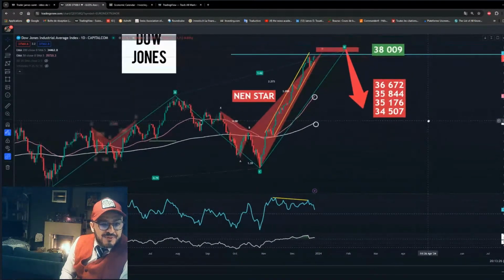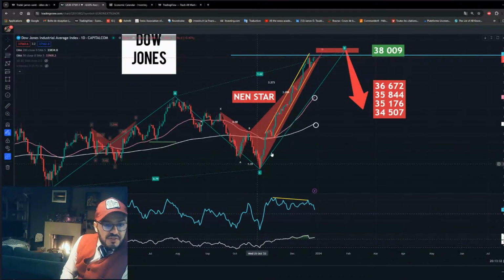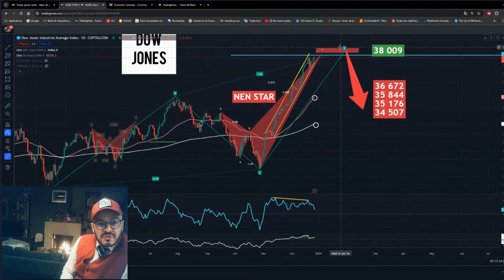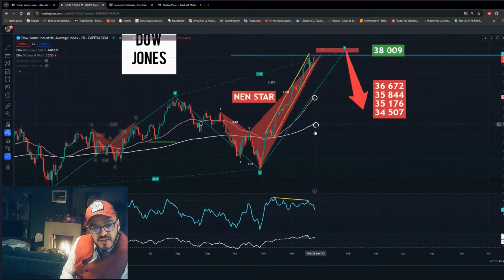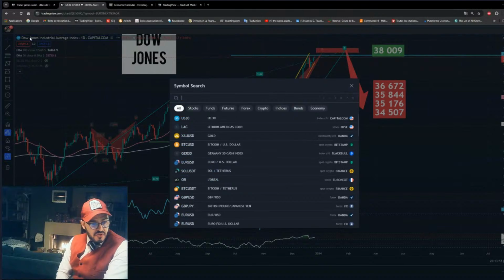We have a harmonic pattern, ABCD pattern here. So we can go at a maximum, I think, yes, 38,020 could be. Look, we are just close to my PRZ here, and then we can go down and reach these EMAs. It was the Dow Jones. Now let's go on.